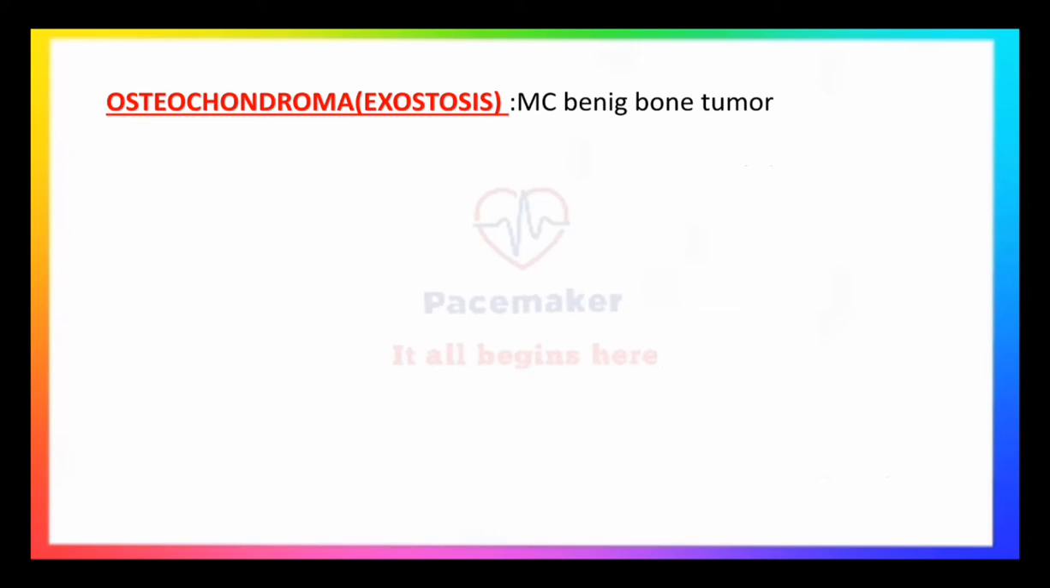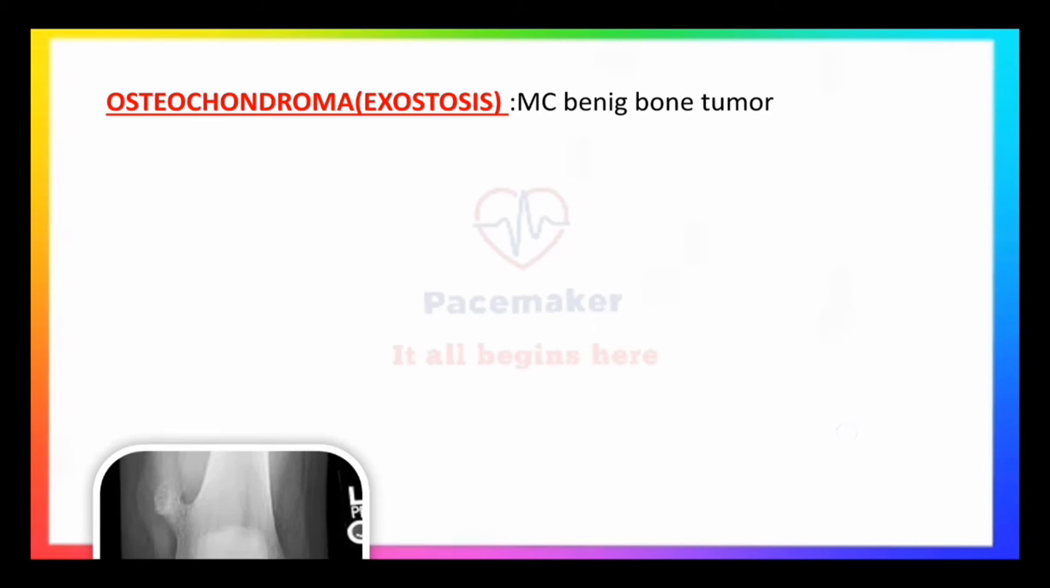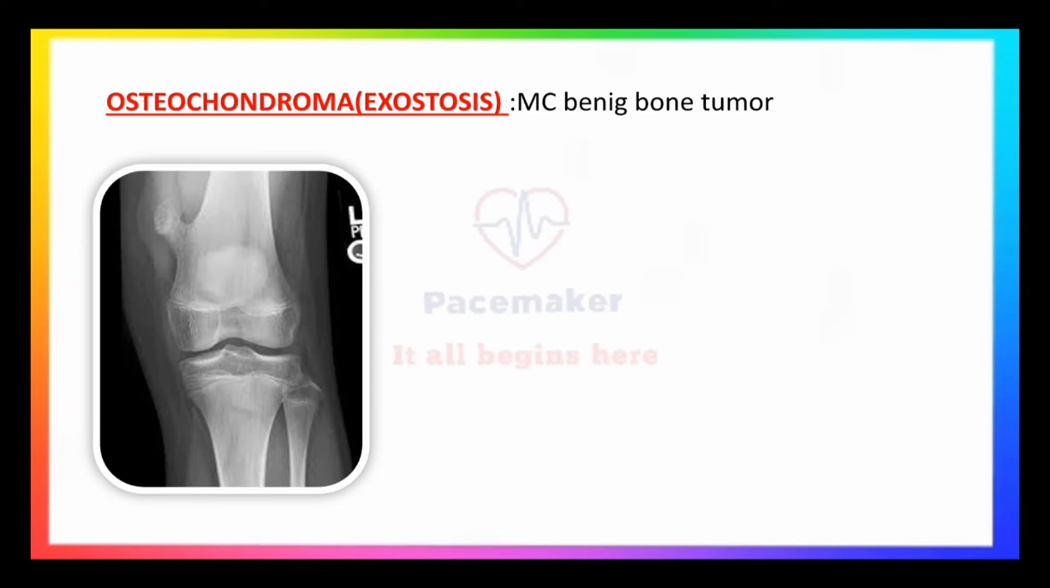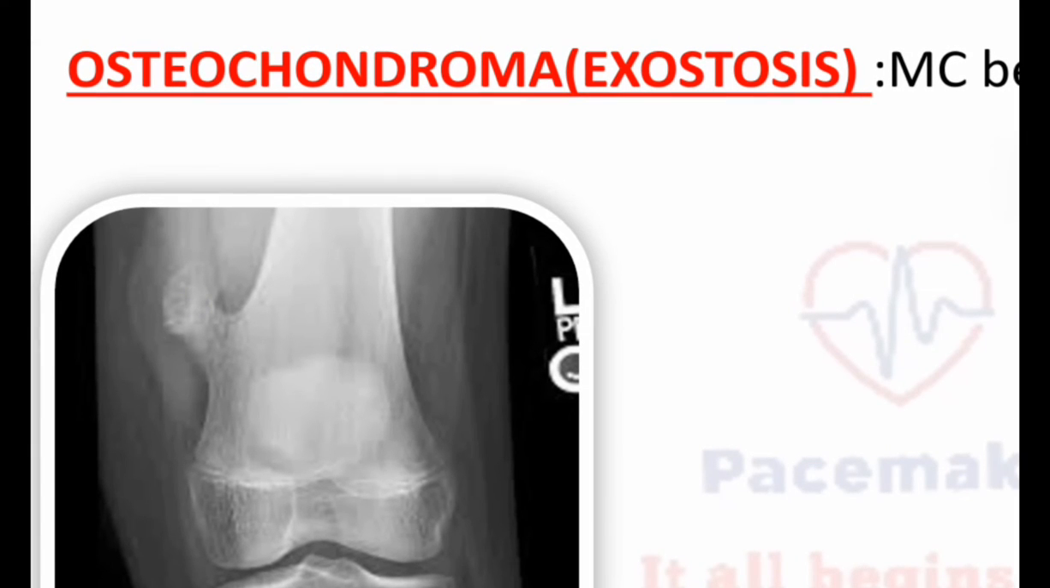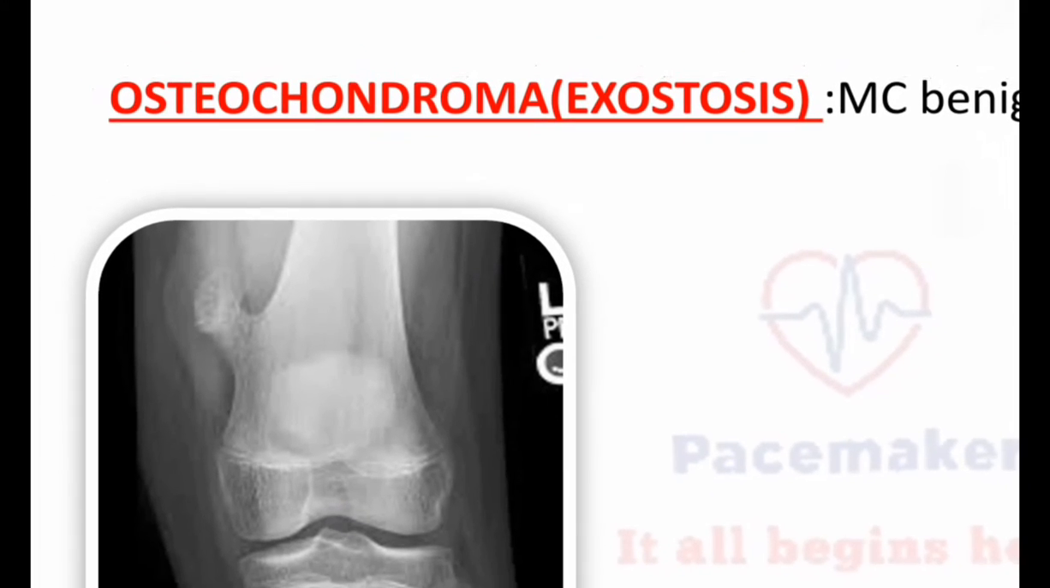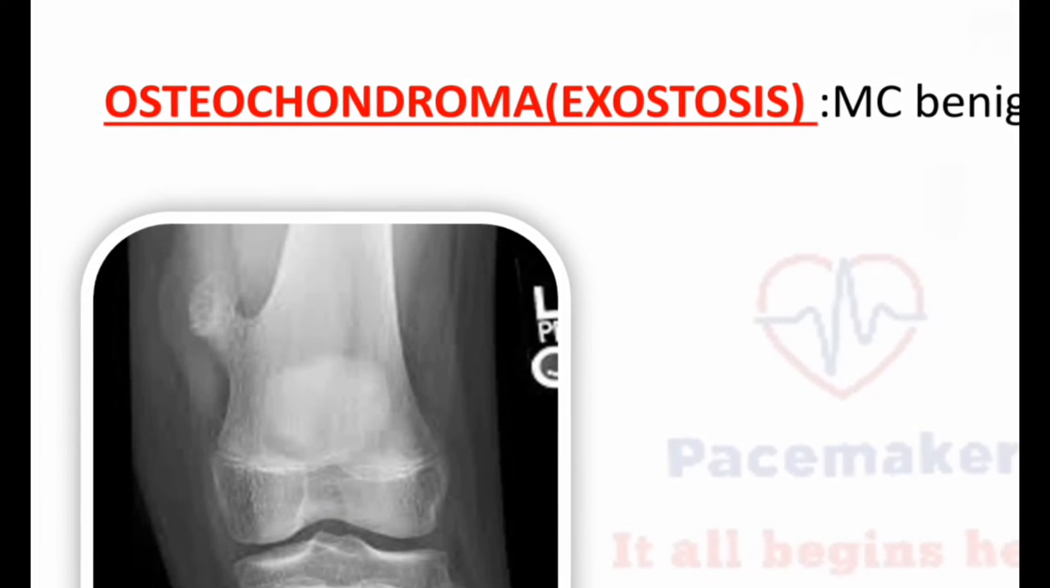Now let us move to another tumor, that is exostosis. This is the most common benign tumor, and this arises from the diaphysis of the long bones. See, this is the exostosis. That is, from the diaphysis of the long bones, there is an outgrowth of bone, and over that bone, a cartilage cap is present. On clinical examination, there is a massive swelling, but on radiological examination, only a small outgrowth of bone is seen.